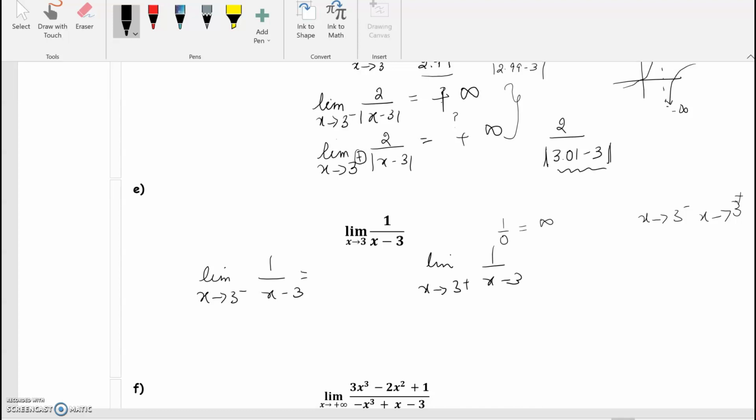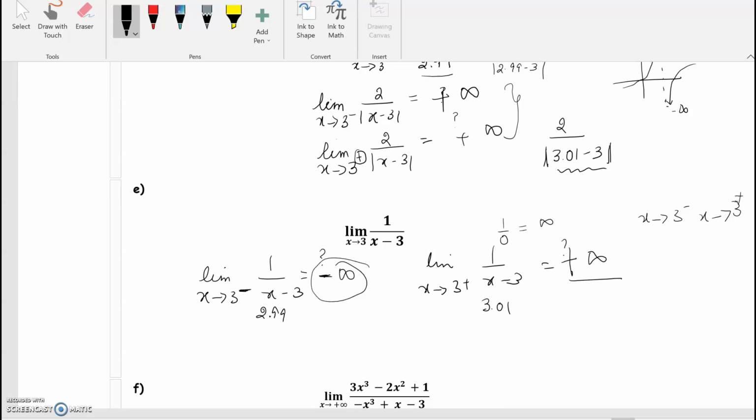So let's see what kind of infinity. I know the answers are some sort of infinity. The only thing to determine is the sign. So if I'm looking at 3 minus, I'm looking at a number to the left of 3, like 2.99. So 2.99 minus 3 is negative. So overall, the value of the function is negative at 2.99. As x approaches 3 from the right, I'm looking at a number to the right of 3, let's say 3.01. I plug it in. I don't have to find the value. Remember, all I care about is the sign. So 3.01 minus 3 is positive, and 1 over a positive number is positive.